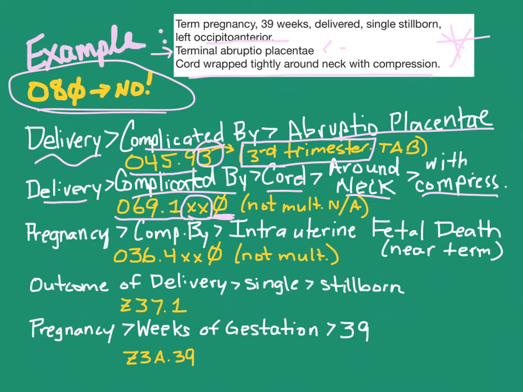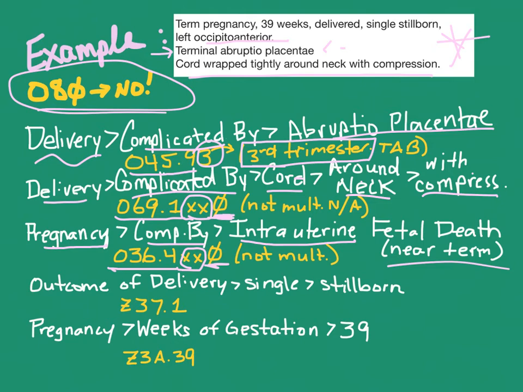Moving along, we will then pull in the pregnancy complication code, pregnancy complicated by intrauterine fetal death near term, 036.4. Again, we check the tabular list, placeholders so we can include that 7th character.